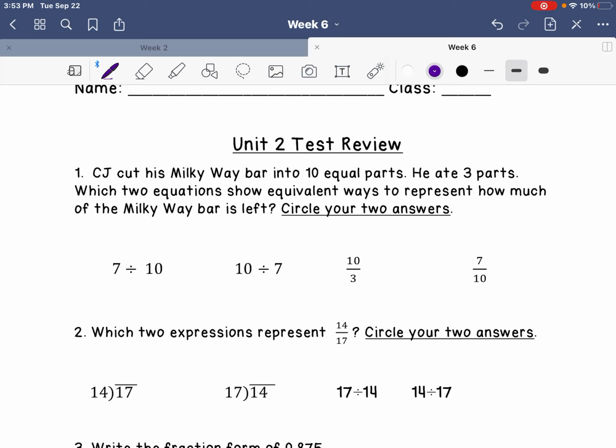Starting with number 1, it says, CJ cut his Milky Way bar into 10 equal parts. He ate 3 parts. Which 2 equations, okay, I'm circling 10 and 3 because those are the important numbers. Which 2 equations show equivalent ways to represent how much of the Milky Way bar is left?